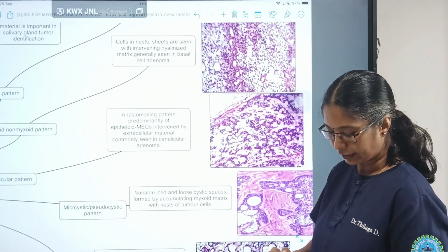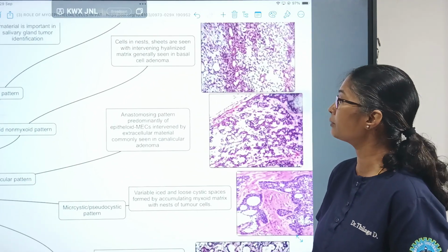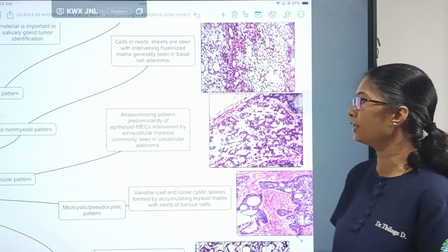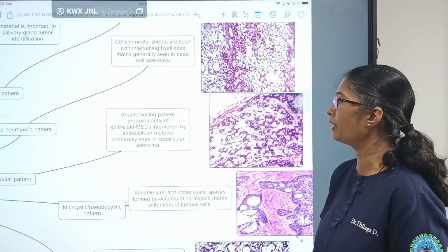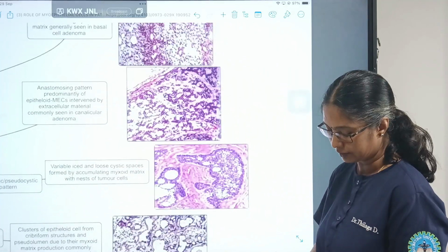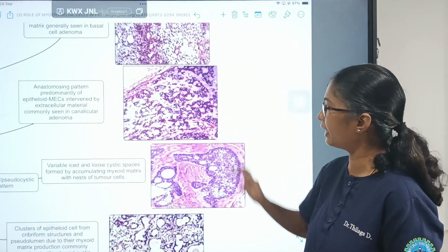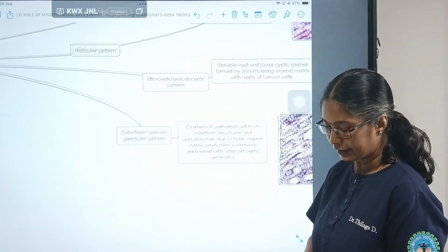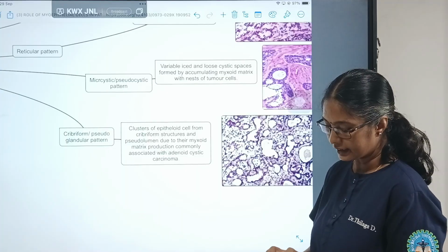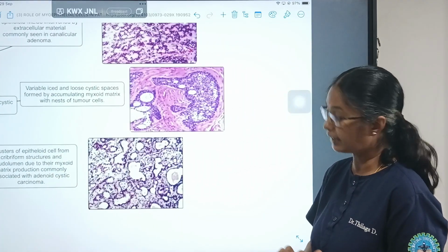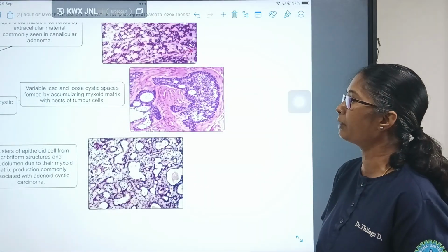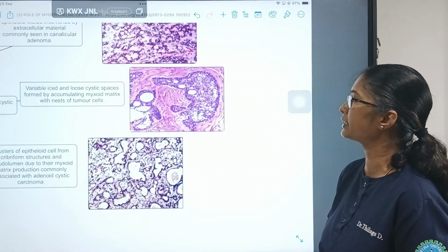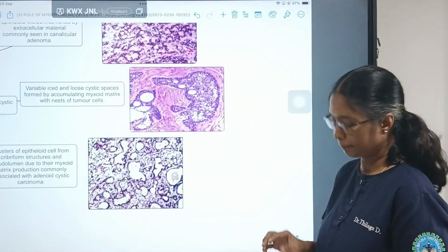The next one is the reticular pattern, where there is an anastomosing pattern predominantly of epithelioid myoepithelial cells intervened by extracellular material, commonly seen in canalicular adenoma. This is how it is seen in canalicular adenoma, which is the reticular pattern. There is the microcystic or pseudocystic pattern, where there are variable-sized loose cystic spaces formed by accumulating myxoid matrix around nests of tumor cells. So this is the pseudocystic pattern.